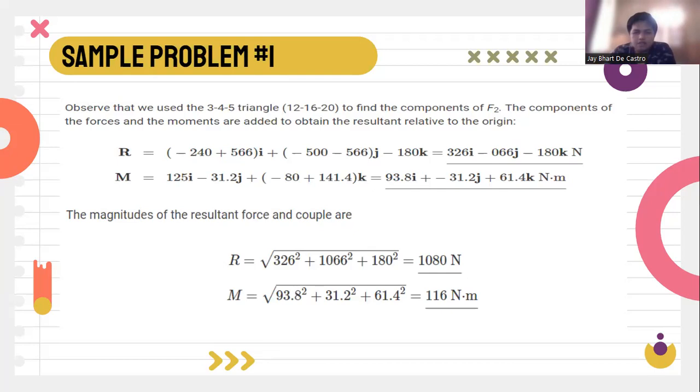93.8 i plus negative 31.2 j plus 61.4 k, and the magnitude of the resultant force and couple: R is equal to the square root of 326 squared plus 1666 squared plus 180 squared, equal to 1080 Newtons, and M is the square root of 93.8 squared plus 31.2 squared plus 61.4 squared, which is equal to 116 Nm.